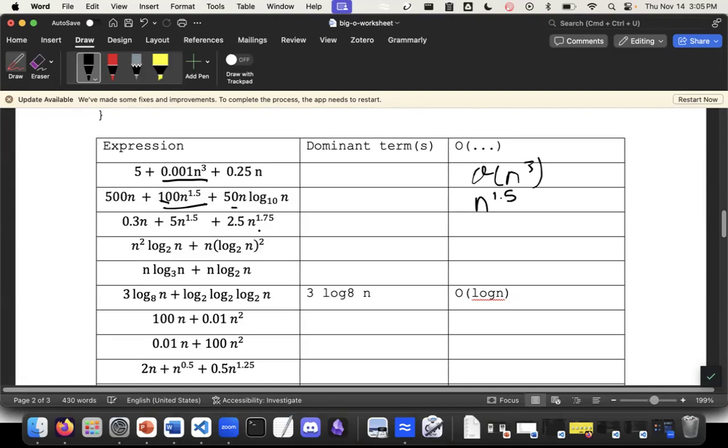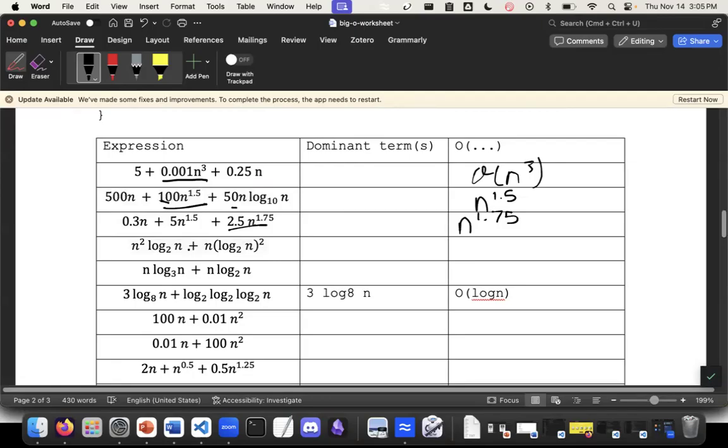Okay, what about the third one? The third one. And so 1.75. Yeah, the third one. Make sure you got some. And so then you throw away the 2.5. All right, someone else for the fourth one.